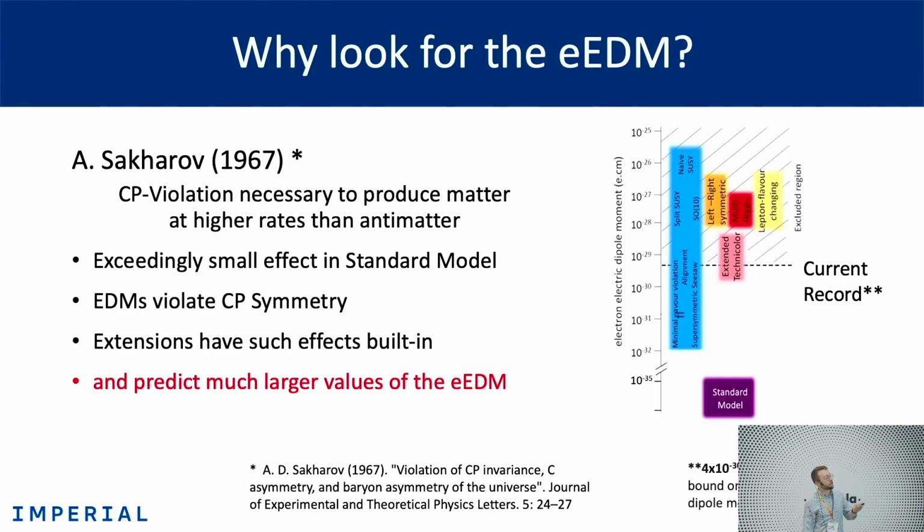The figure on the right here shows 10 to the minus 35 e centimeters, which is the prediction for the standard model value of the electron's electric dipole moment. The current experimental upper limit is set by the Cornell group in Gila, where they've set 4 times 10 to the minus 30 e centimeters. So that's the benchmark that we want to try and push against.